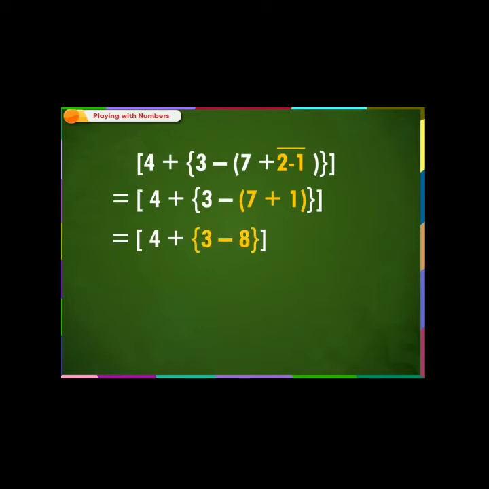Then we solve the group which is inside the curly bracket. We get 4 minus 5. And lastly, we solve the rectangular brackets. We get the final answer as minus 1.